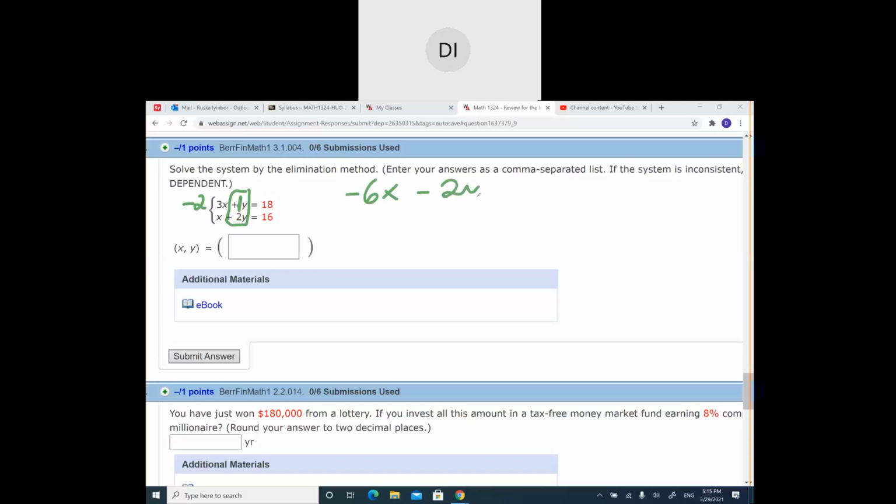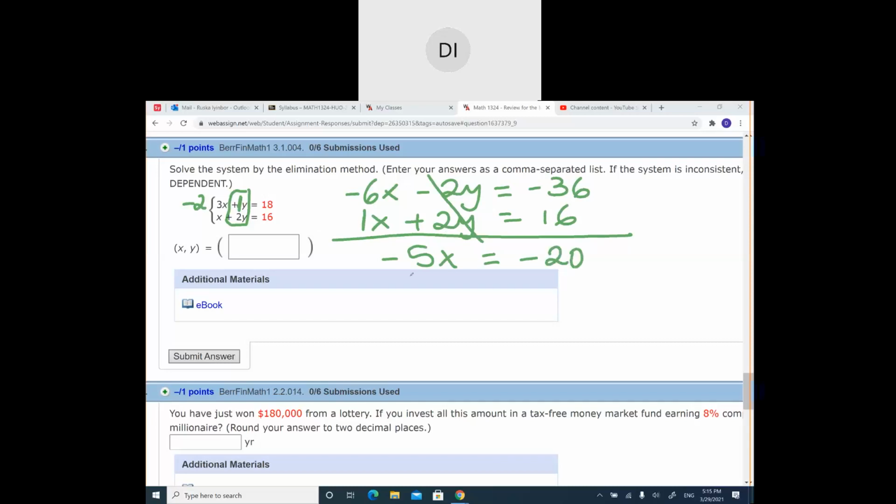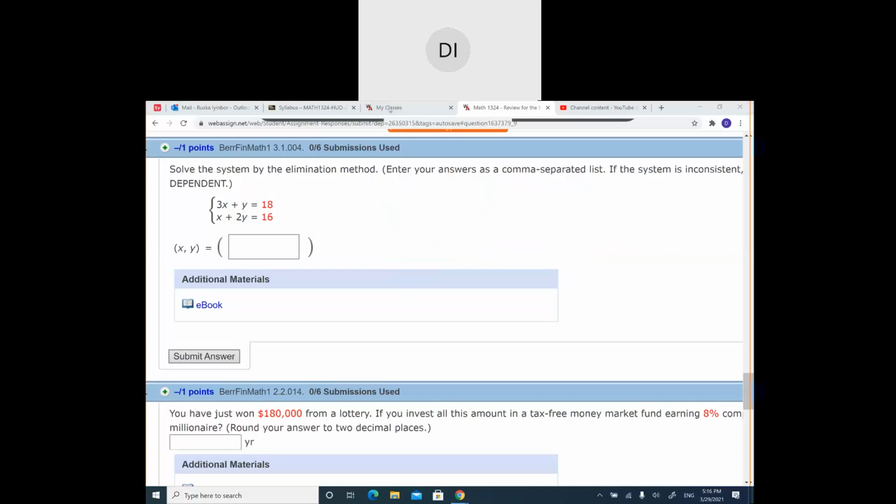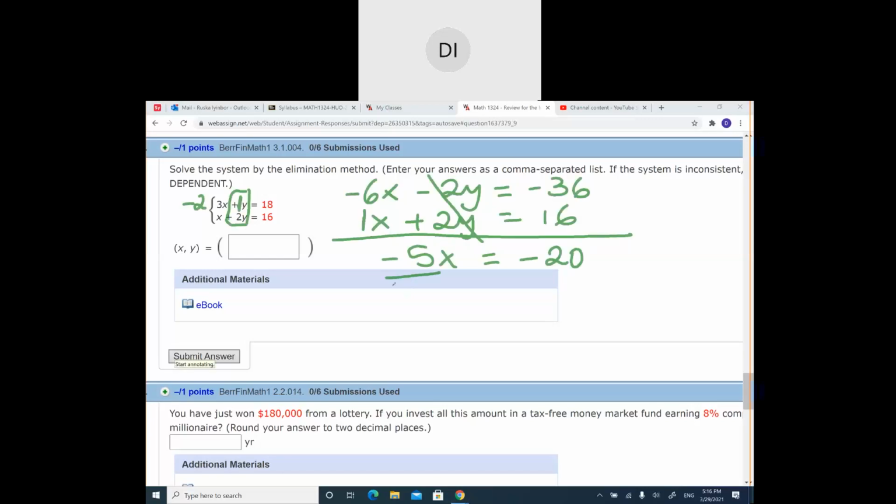minus 2y equals -36. And then the bottom, you're going to keep it the way it is, x plus 2y equals 16. And then you're going to add those two equations, 2y minus 2y is 0. And then -6 plus 1 is -5x equals negative, I need to subtract them, -20. Divide by -5. And that's going to be the x. So we get x equals negative over negative, it's +4.